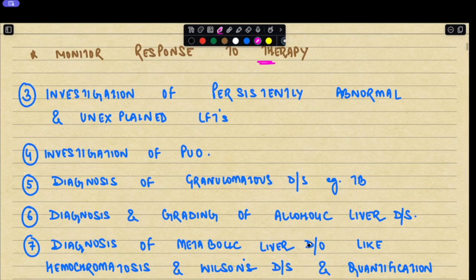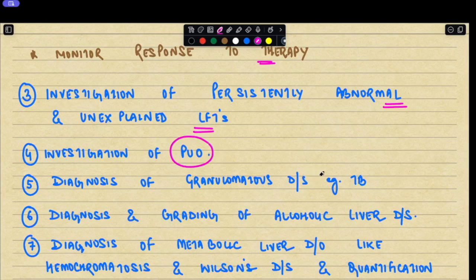Then liver biopsy is also used for investigating a persistently abnormal and unexplained LFT. It is not like, for example, you have an abnormal LFT, so the doctor is going to perform a liver biopsy. No, only when your liver function tests are persistently abnormal is the doctor going to advise a liver biopsy. It can also be done as a part of the full spectrum of checkup, as a part of investigation of pyrexia of unknown origin.